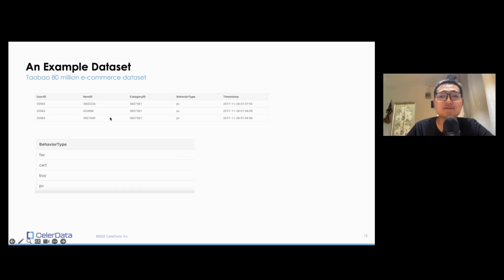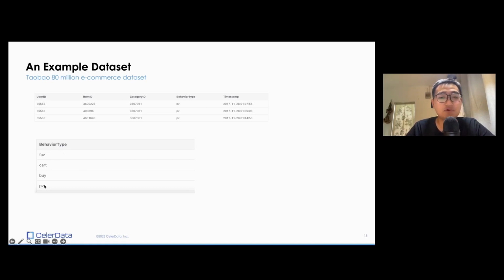So it only has 5 columns: user ID, item ID, category ID, and this is a category of the item, and behavioral type and timestamp, right? I think all of them are pretty self-explanatory.